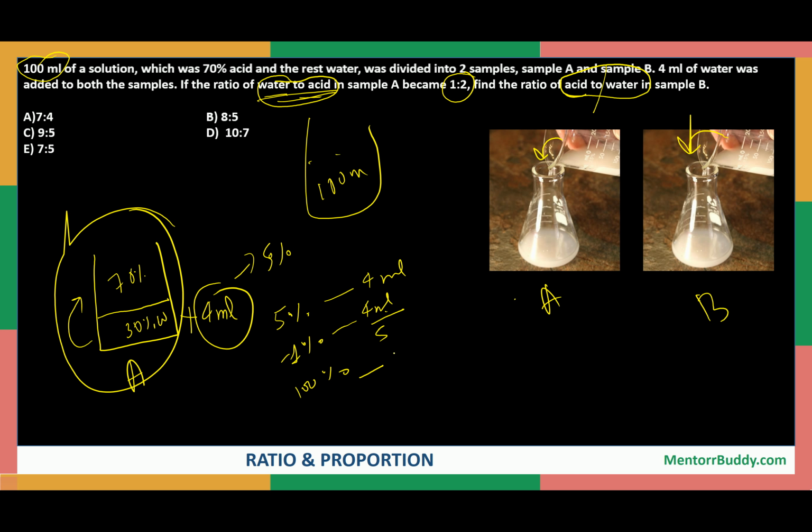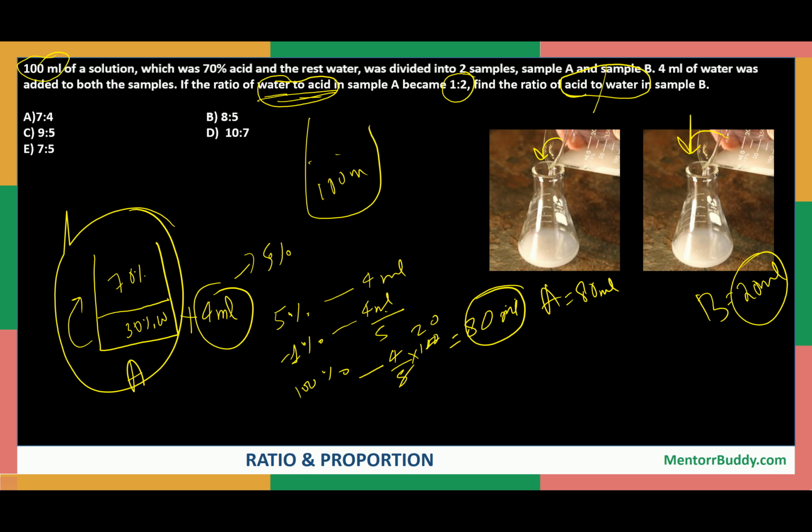100% is equivalent to 4/5 multiplied by 100, that will come out to be 20, that will come out to be 80 ml. So it is clear from here that sample A contains 80 ml solution. So total solution available was 100 ml, out of which sample A contains 80 ml. So sample B contains how much solution? That is 20 ml, right? So it is clear from here that sample B contains 20 ml solution.